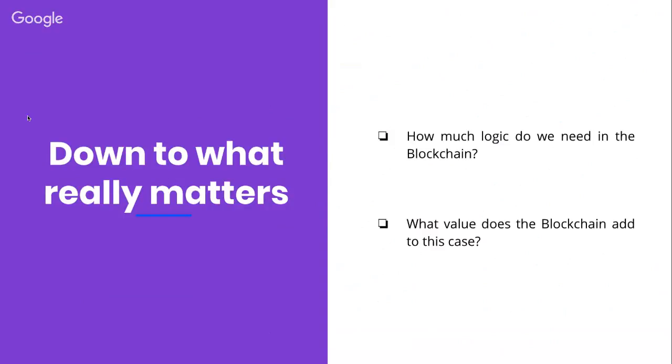Let's get down to what really matters. How much logic do we actually need on the blockchain? What value does the blockchain bring to this case? What are we really trying to decentralize here? If we have a voting application, do we really need to handle all the logic on the blockchain? Or can we just record the votes on the blockchain? After all, if you have a black box, you don't really need to understand how it works if you can prove that what it outputs is really what you were expecting. So what I mean is, if we can audit the votes, we can be pretty much safe that it's working as intended.